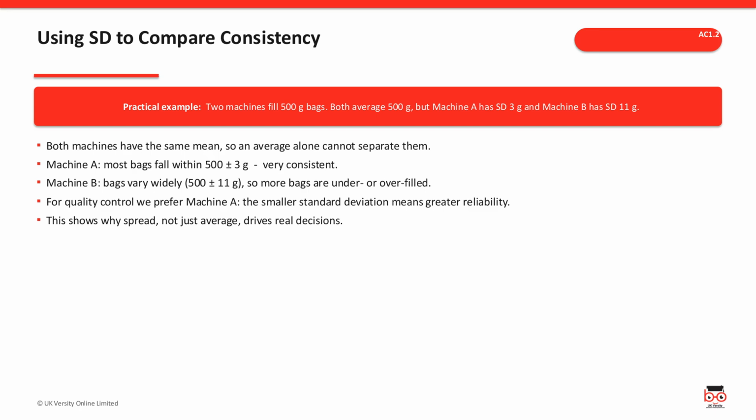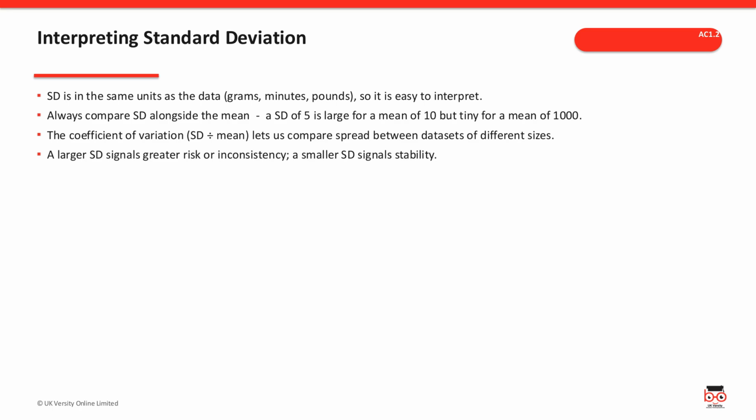Machine B swings far wider, 500 plus or minus 11, so many more bags come out under or overfilled. For quality control, you'd pick machine A every time. And that decision comes entirely from the spread, not the average. A couple of tips on reading a standard deviation.